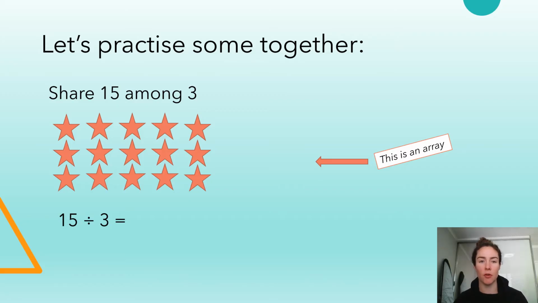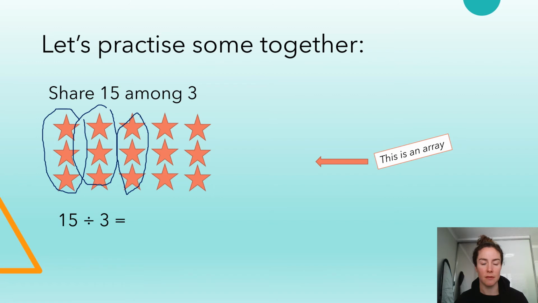All right, let's have a look at our first question that we're going to do together. So share 15 among 3. And the question is 15 divided by 3. So what I'm going to do is put my 15 stars that I have here into groups of 3. So I will circle them now. 1, 2, oh sorry, that was a bit wonky. 3, 4, 5. So my answer to 15 divided by 3 equals 5. I have 5 groups and they each have 3 stars in them. So 15 divided by 3 equals 5.